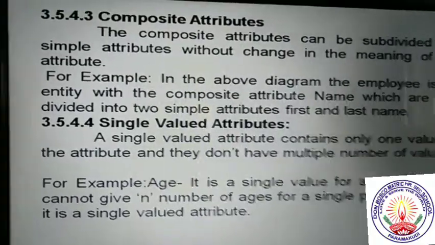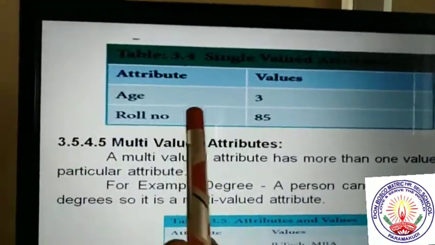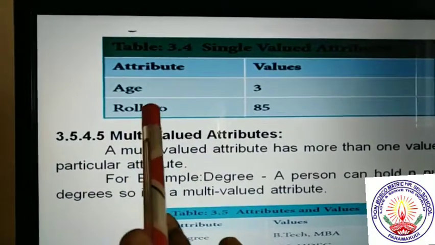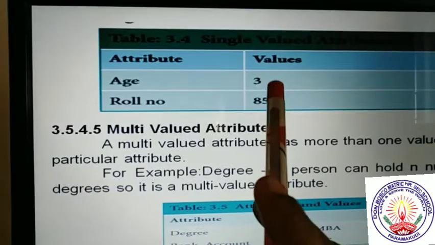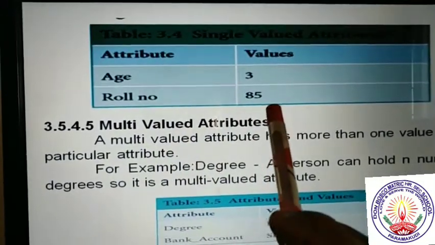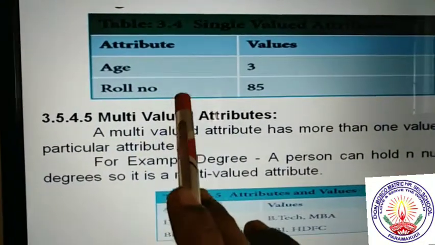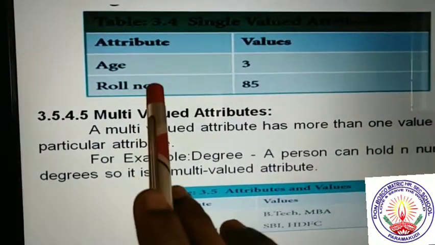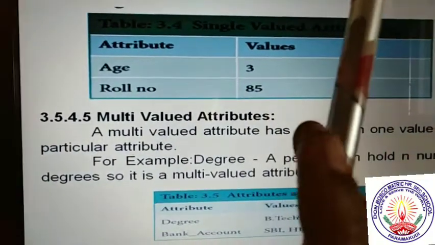Okay, and the next concept. Here, for example, I am getting the value for age, like 3, and roll number 1001, or any other number. So roll number will differ, but age is permanent, and that person has only a single value.